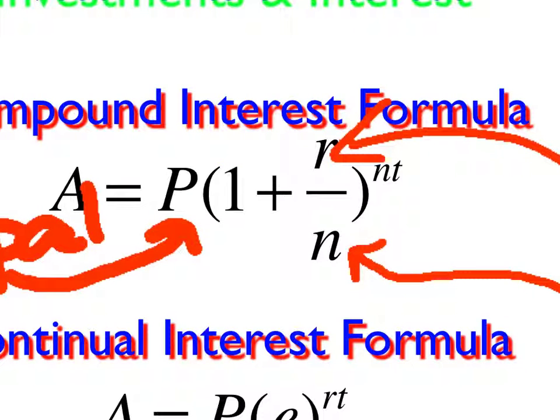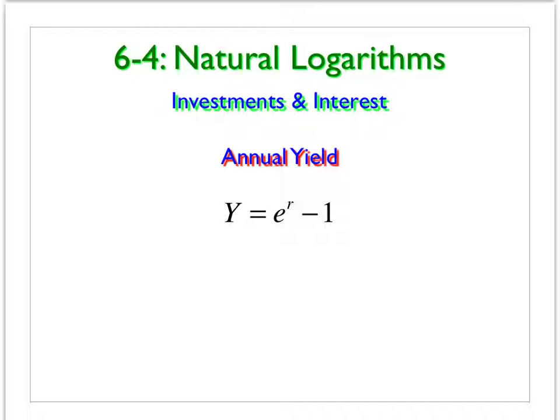It's raised to the nt power. Again, n is the number of times you've compounded interest per year, and t is the number of years. So you're going to put it to the exponent of basically the number of times you've compounded interest. Annual yield, Y equals e to the rate power written as a decimal minus 1.